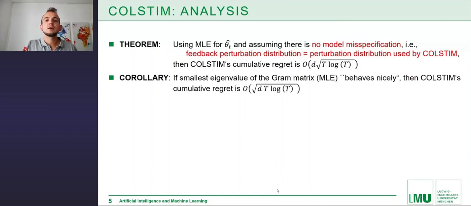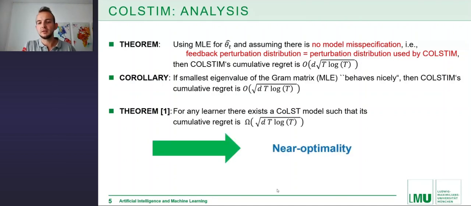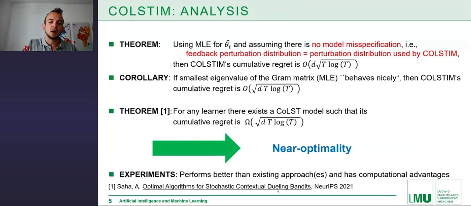And if we make a bit stronger assumption on the Gram matrix underlying the maximum likelihood estimation, then we get an improvement of a square root d factor in the cumulative regret. And previous results have shown that this corresponds to the minimax lower bound we can obtain. So we have here near optimality. And in our experiments, we also have shown that our algorithm is performing quite well, and it also has computational advantages over other existing methods.